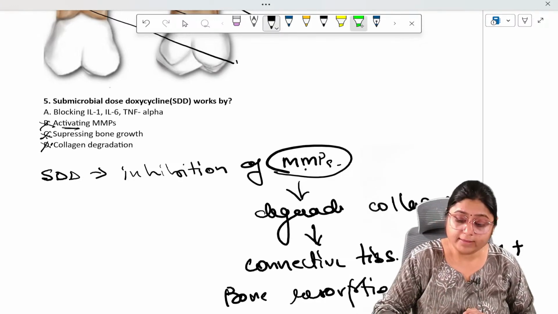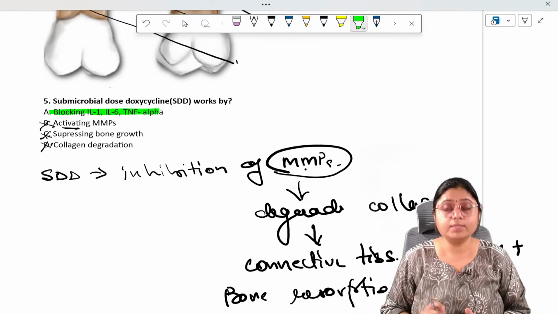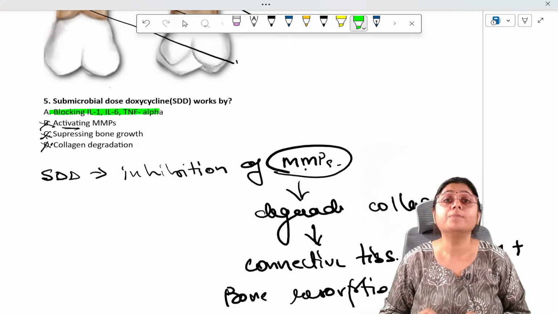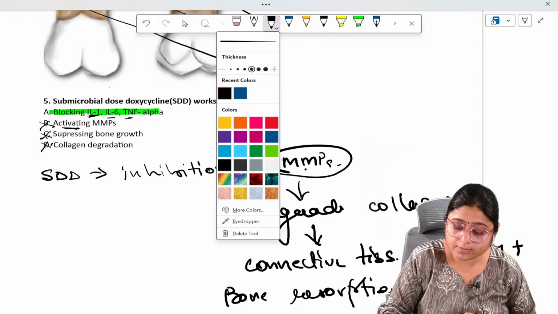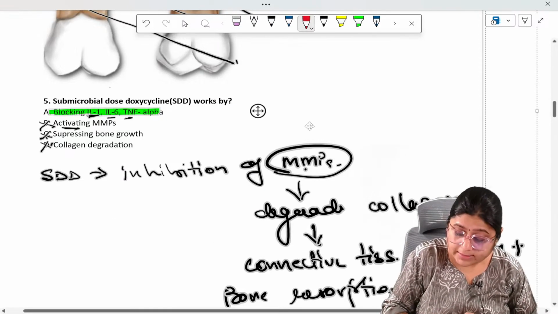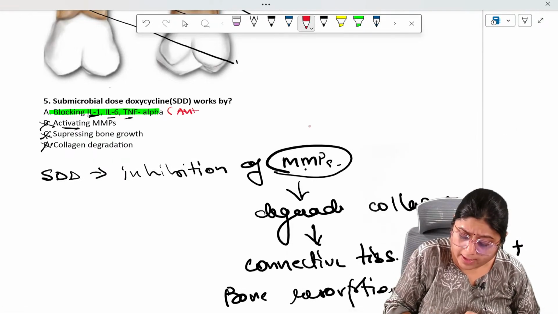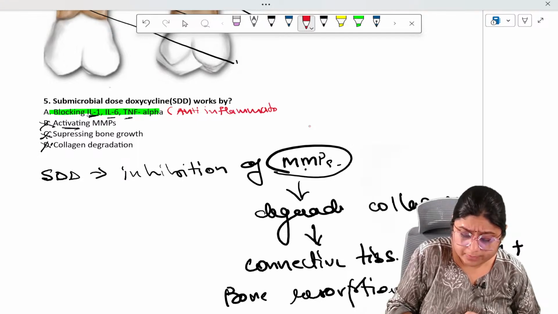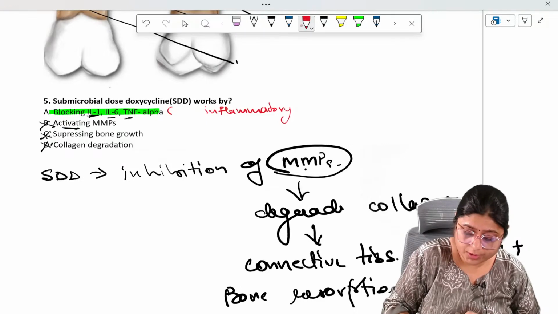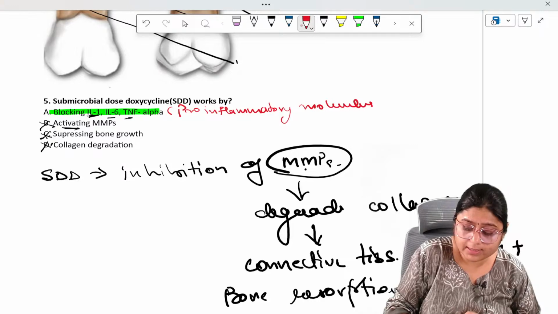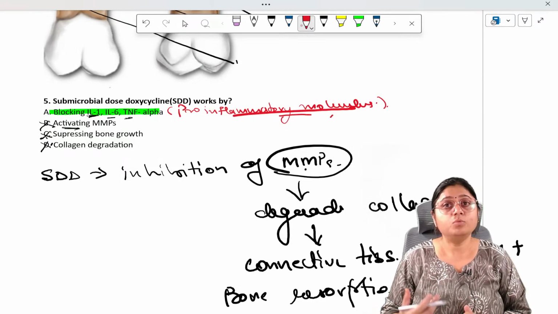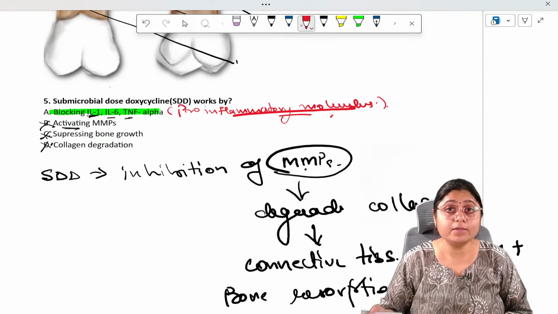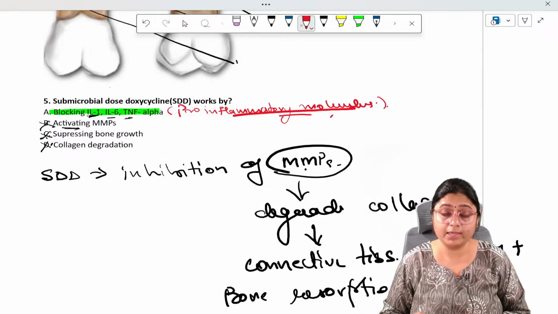Now what are we left with? We are left with only one option, blocking interleukin-1, interleukin-6 and TNF-alpha. Yes, this is the correct answer. Why? Because these are pro-inflammatory molecules, and these are responsible for inflammation. Thus, by inhibiting these cytokines, SDD is working, reducing the disruption of connective tissue and bone. That's why the correct answer here is A. I hope you understood the logic behind answer A.